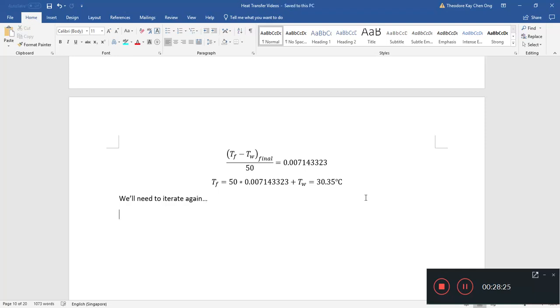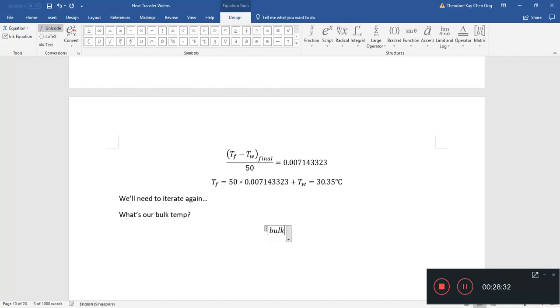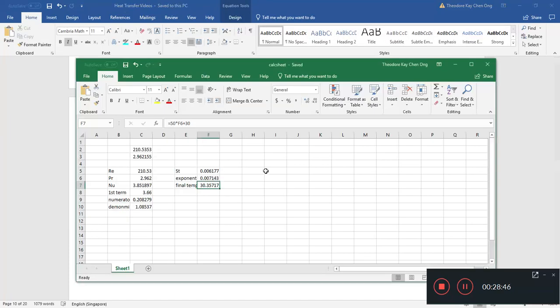So what's our bulk temperature? Bulk temperature equals, again, we divide by 2 because we have the entrance temperature and the ending temperature. So 80 plus 30.35 over 2. Our bulk temperature is about 55 degrees C.